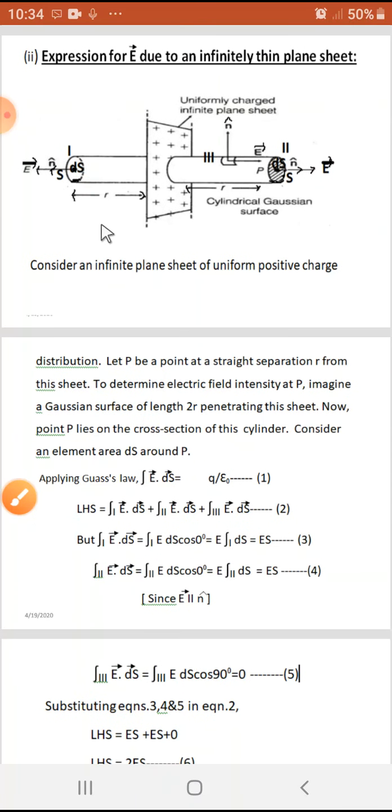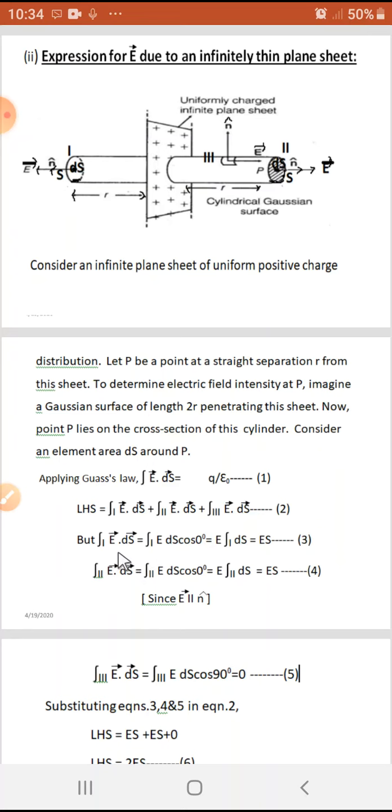What are the three terms? Integral over the first surface, that means the first cross section, vector E dot vector ds. Integral over the second surface, the second cross section, vector E dot vector ds. And integral over the third surface, vector E dot vector ds, that is our curved surface area. The LHS becomes the sum of three surface integrals: integral over the first surface, plus integral over the second surface, plus integral over the third surface. Let it be equation 2. Then you find these values separately.